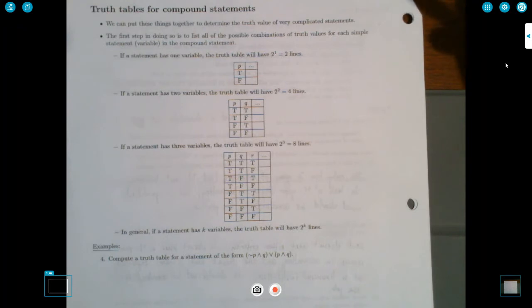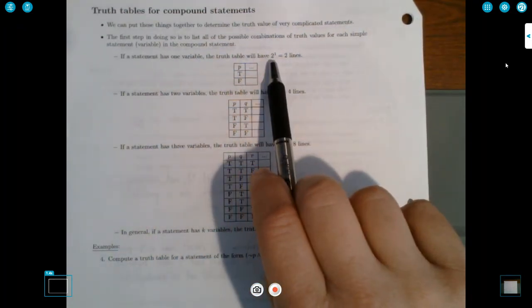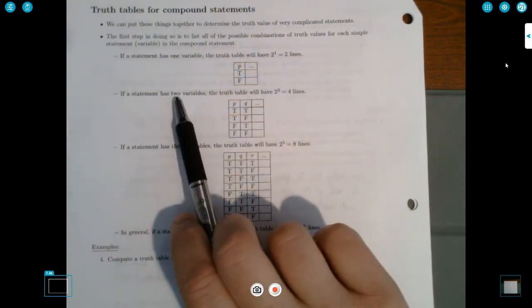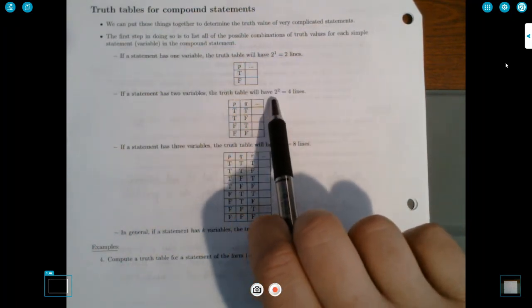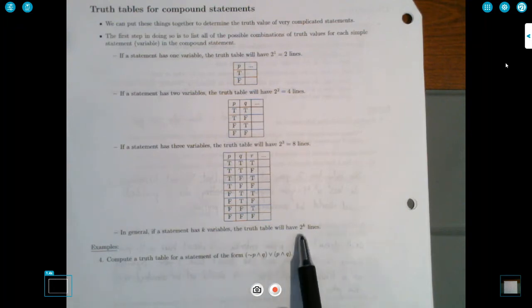So going back, you notice this pattern, right? If there's 1 variable, then the truth table has 2 to the 1 lines. If there's 2 variables, then the truth table has 2 to the 2 lines. If there are 3 variables, then the truth table has 2 to the 3 lines. Okay? And so forth. So in general, if you had k variables, then the truth table would have 2 to the k lines.